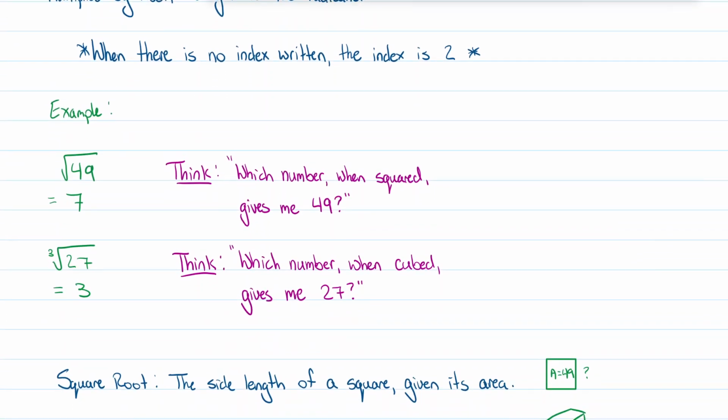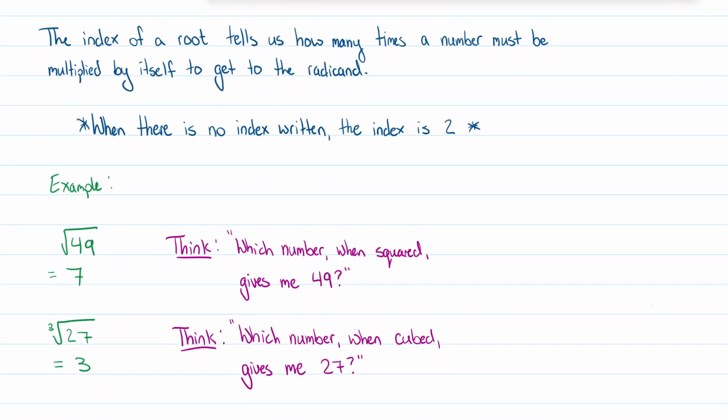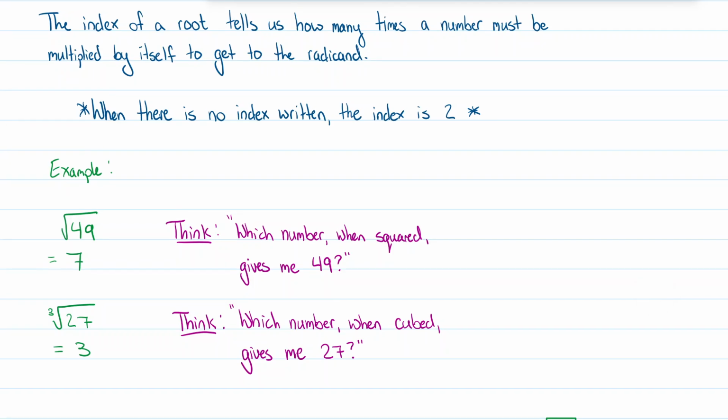So we have 2 examples down here. We've got the square root of 49. What we're thinking when we're looking at this is: which number, when squared, would give you 49? Well, we have to go through our squares and square roots, or our powers and exponents, and eventually we end up with 7.